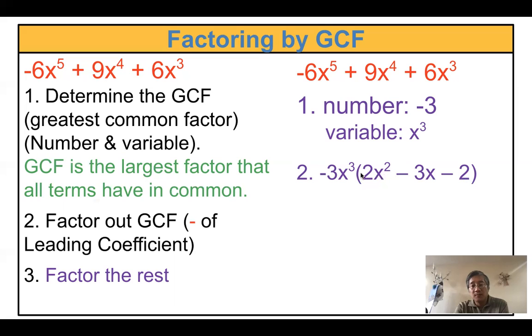So minus 2 times negative 3 is positive 6. X cubed times, there's nothing here, it's 1, right? So x cubed. If it's exactly the same, you don't need to worry about the variable, just look at the numbers. Now, you have a factor here, negative 3x cubed, and another factor in the parentheses, 2x squared minus 3x minus 2. Now you have a quadratic equation.